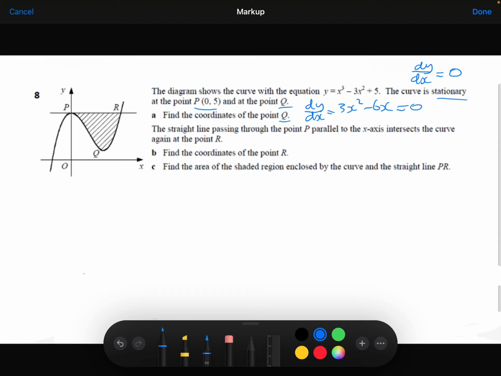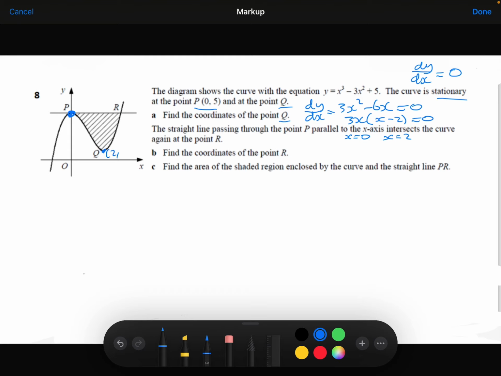If I make that equal to 0, then I can factorise this. I can take a 3x outside here, so I will have x minus 2 on the inside. So I've got two solutions: x equals 0 or x equals 2. The x equals 0 corresponds to the stationary point P. The x equals 2, therefore, corresponds to the stationary point Q.